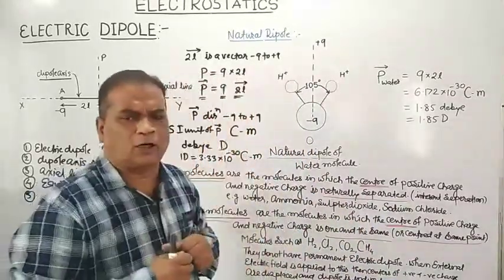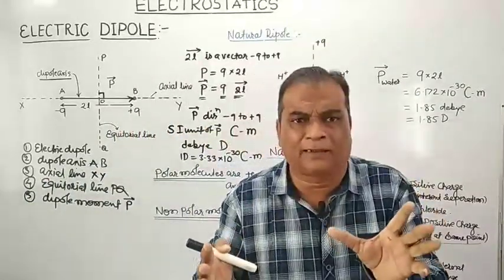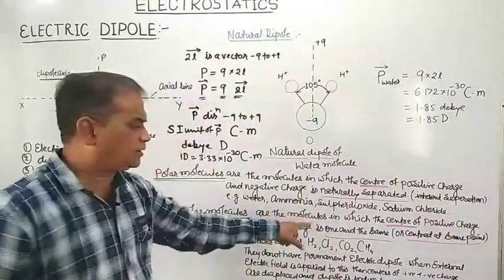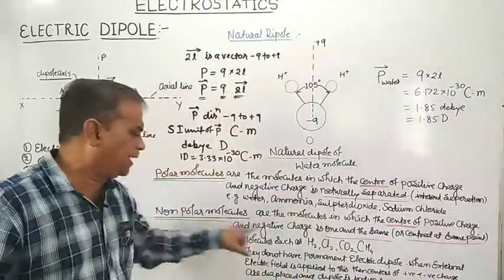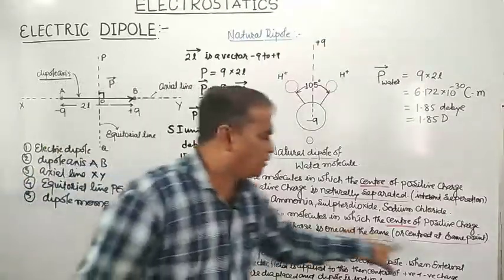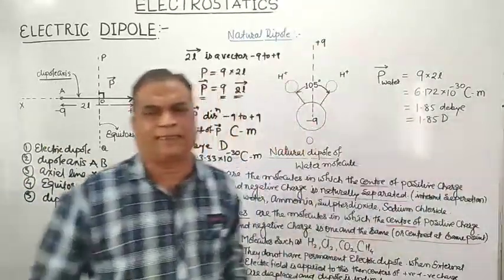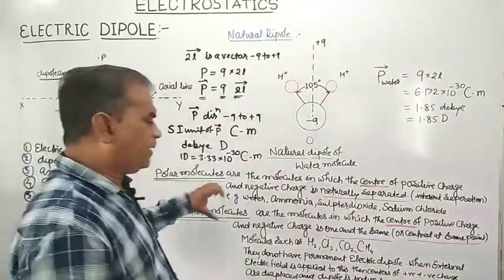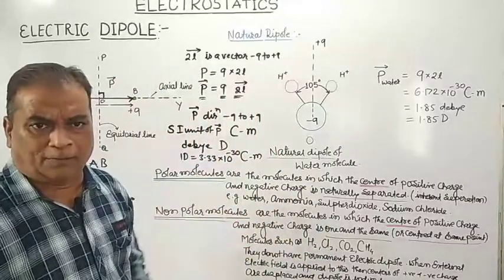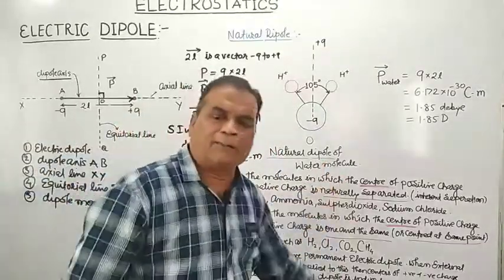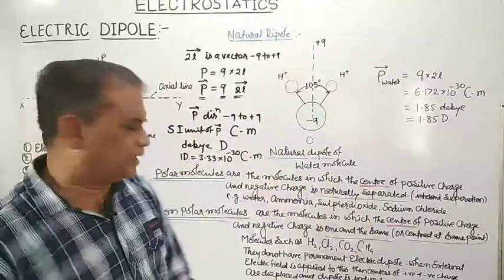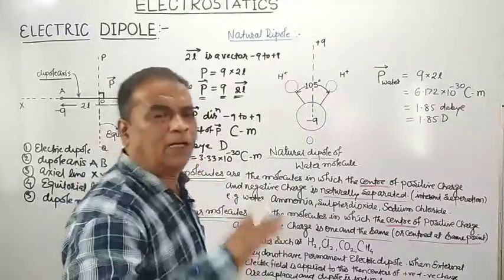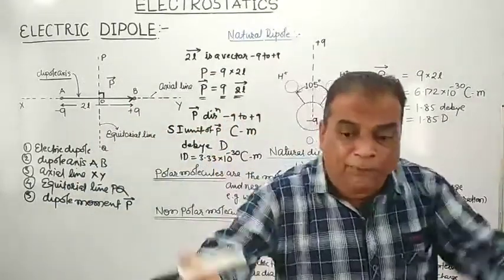Whenever the centers of positive charge and negative charge are at the same point, the molecules in which the center of positive charge and that of negative charge is one and the same, or they are effectively centered at the same point, are called what? Non-polar molecules. Examples of non-polar molecules are the hydrogen molecule, chlorine molecule, carbon dioxide, or CH4, that is methane gas. And because they are non-polar molecules, they do not have a permanent electric dipole moment.